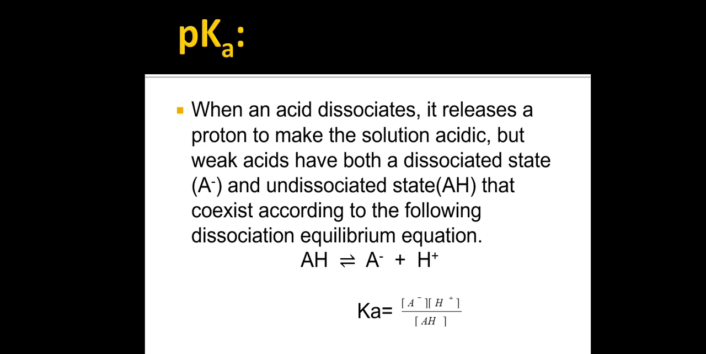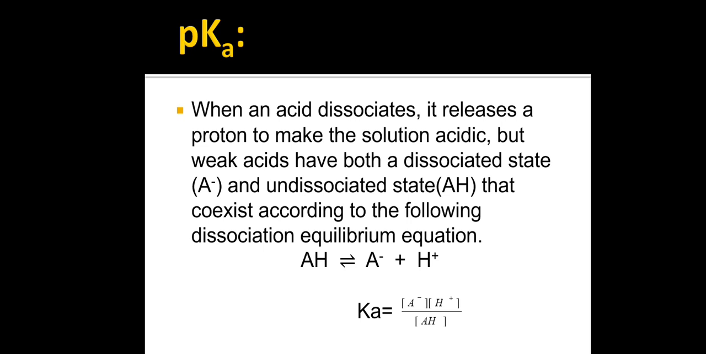So if some of the acid remains undissociated and some of the acid goes for dissociation, there exists an equilibrium between dissociated and undissociated forms, which can be seen in the video as the equation AH reversible sign gives A minus plus H plus. Now A minus and H plus are the dissociated form of the acid and AH is the undissociated form.